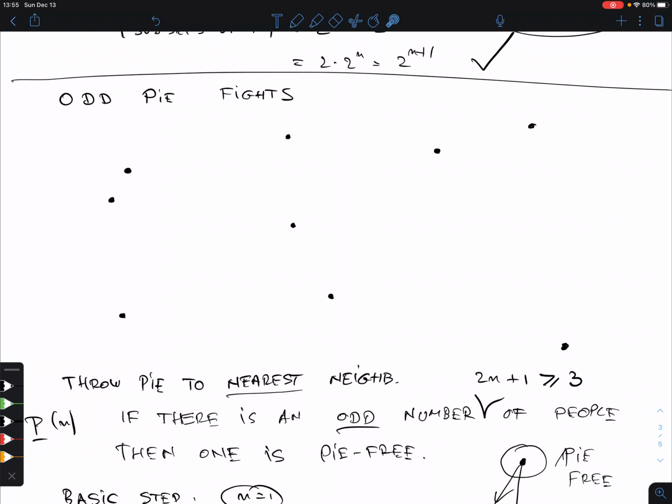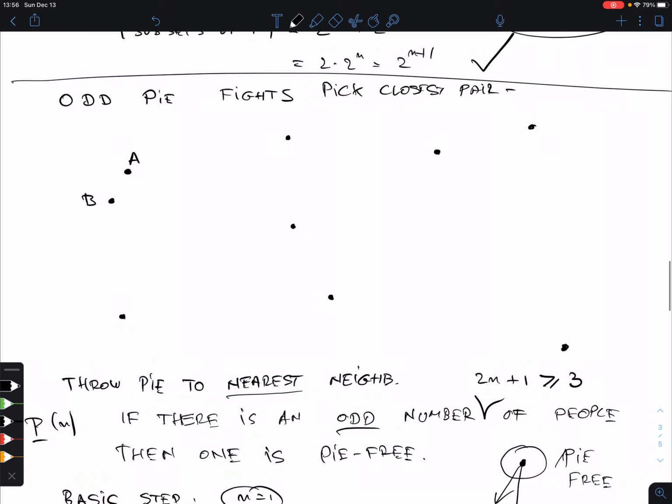I'm going to pick the 2 people that are nearest to each other. Okay? Let's look at the 2 people that we have here. So pick the closest pair. This is A and this is B. I call them A and B. Alice and Bob. Okay, here are Alice and Bob again.